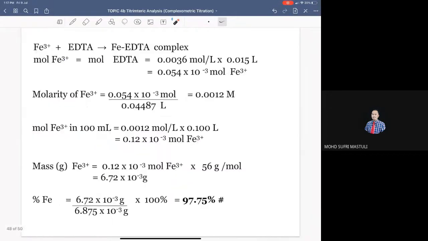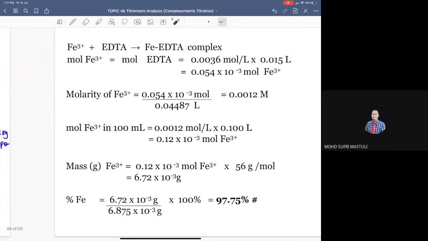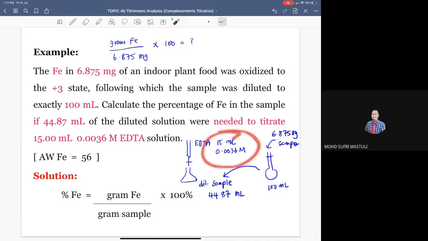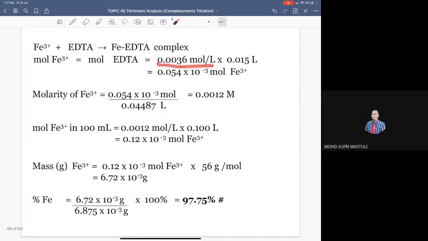So Fe3 plus reacts with EDTA to form the Fe-EDTA complex, meaning that 1 mole of Fe reacts with 1 mole of EDTA. So now we can calculate the moles of Fe3 plus from the information of EDTA. The EDTA just now is 15 ml, 0.0036 moles per liter. The 15 ml is converted into liters.